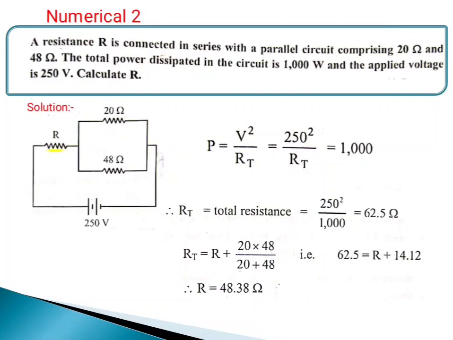Let us study the statement once again. The resistance R is connected in series with the parallel circuit of 20 and 48. 20 and 48 are connected in parallel, and for that circuit, R is connected in series.